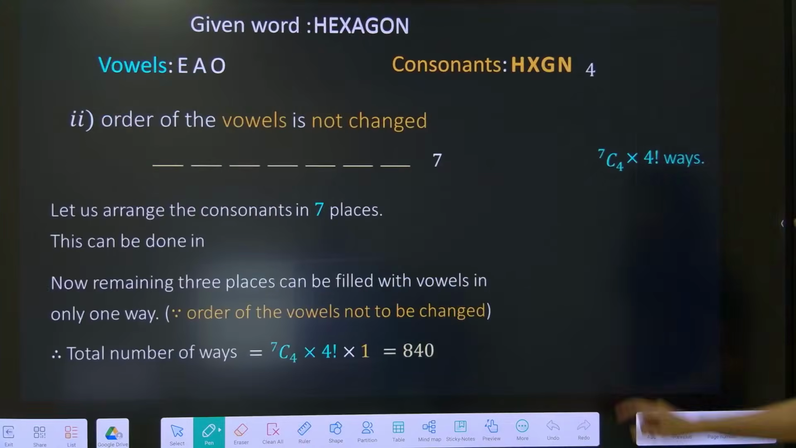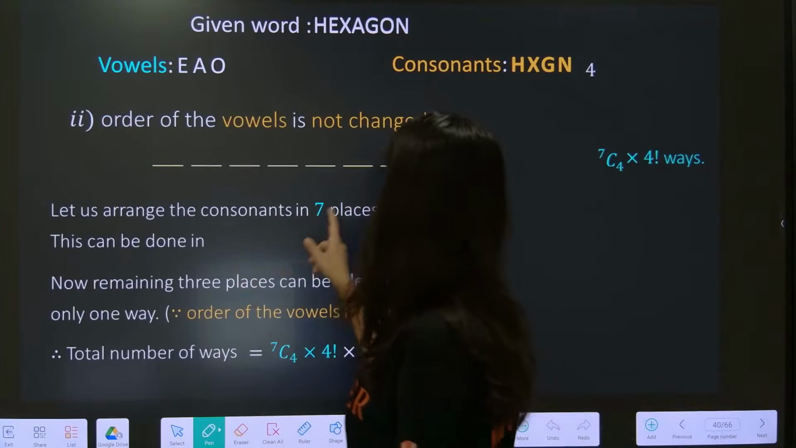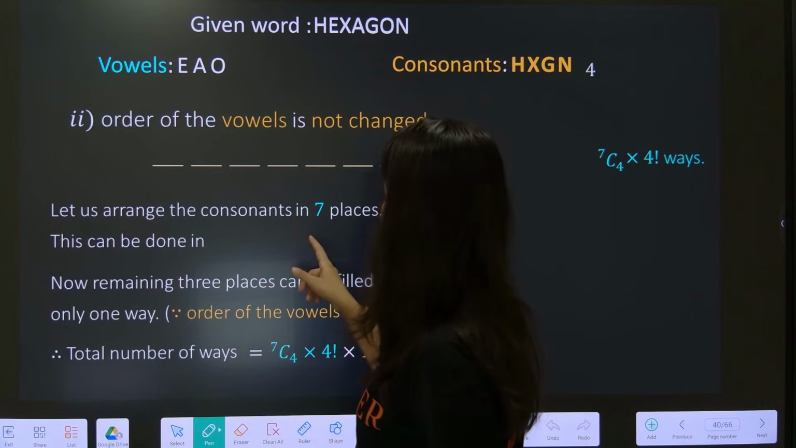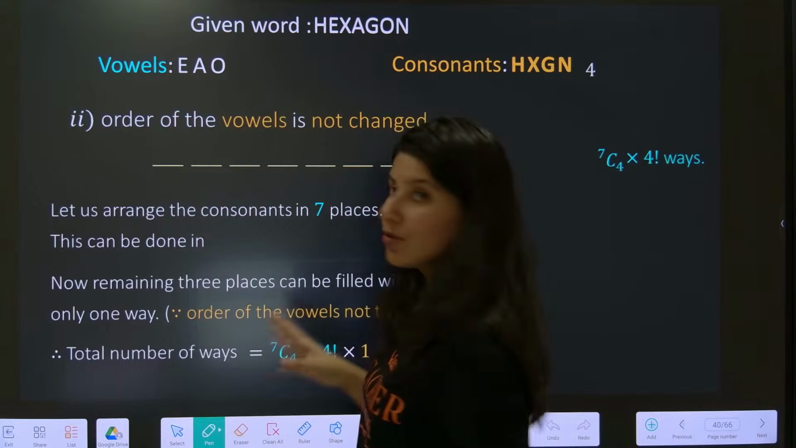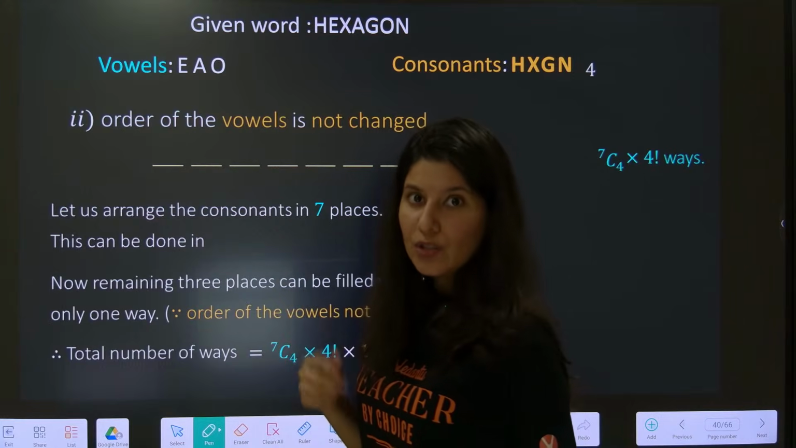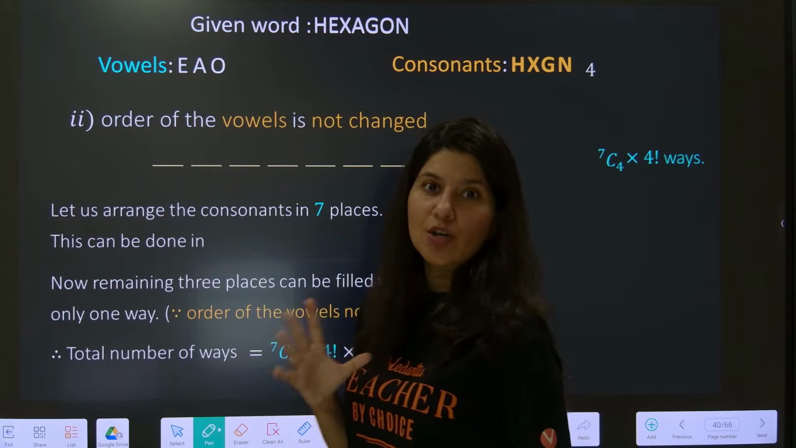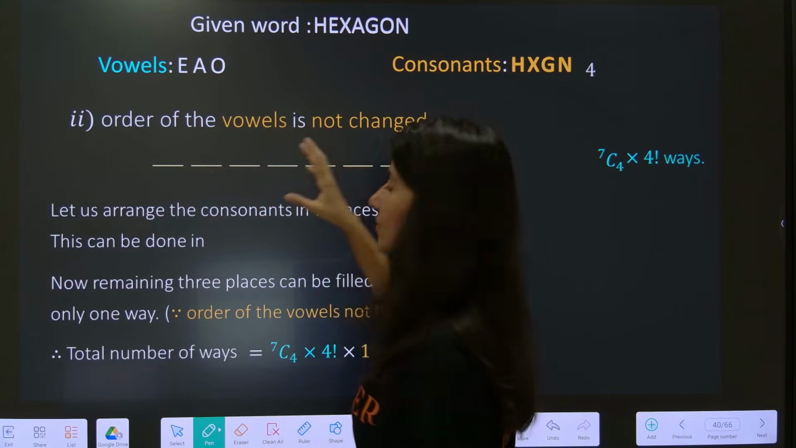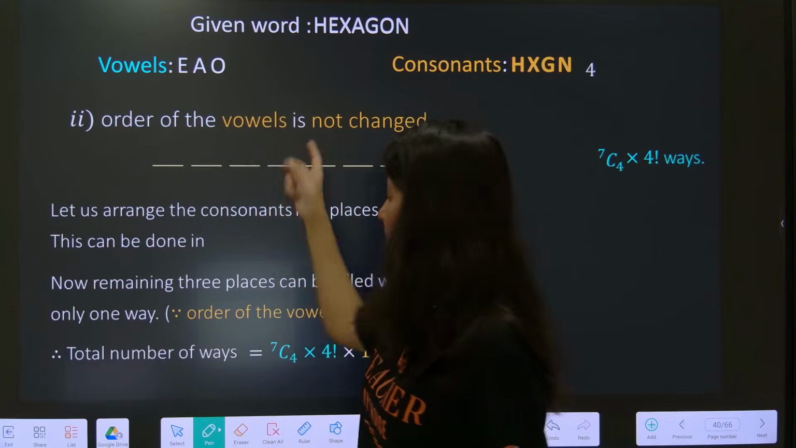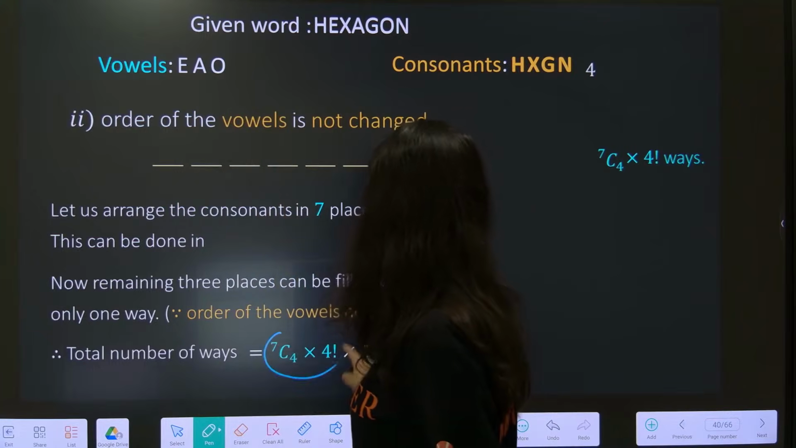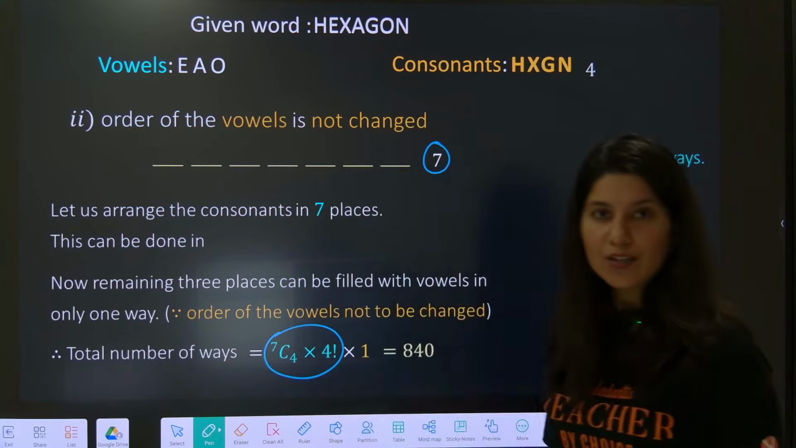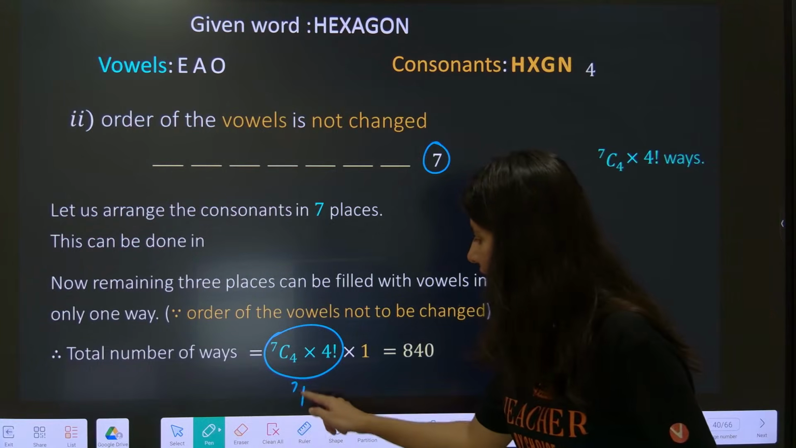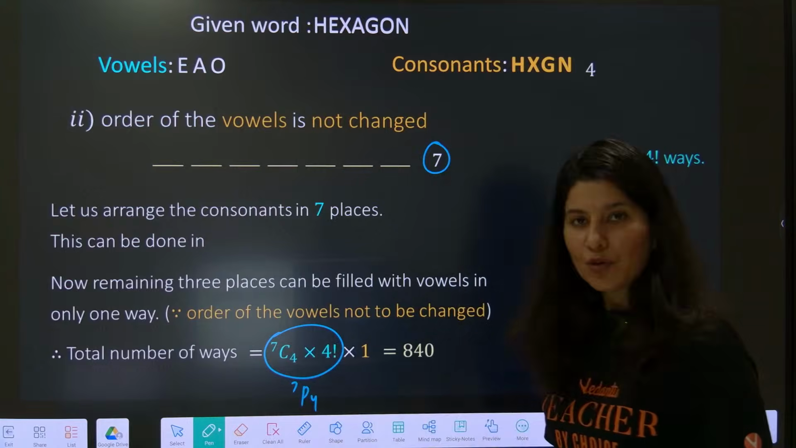The long way says that let us arrange the consonants in 7 places. You have 4 consonants. Consonant arrangement you will do because the vowels' order should not change. So 4 consonants are there, 7 positions are there. So this is 7P4, or you can do 7C4 into 4 factorial also. Either 7P4 or 7C4 into 4 factorial.